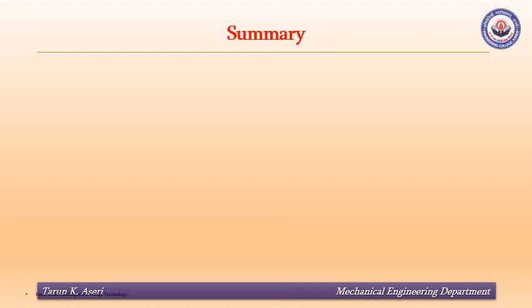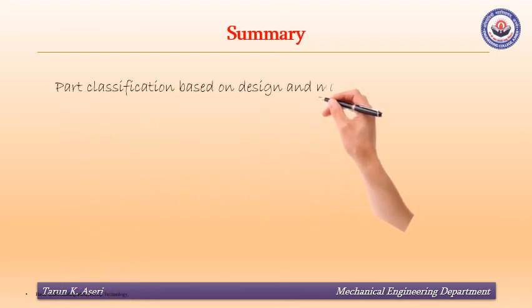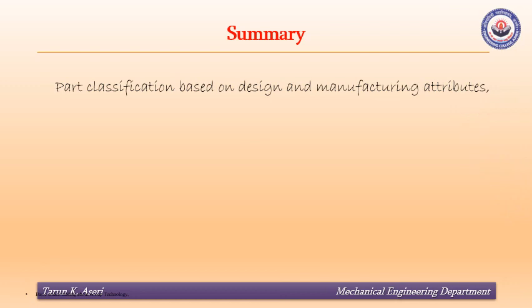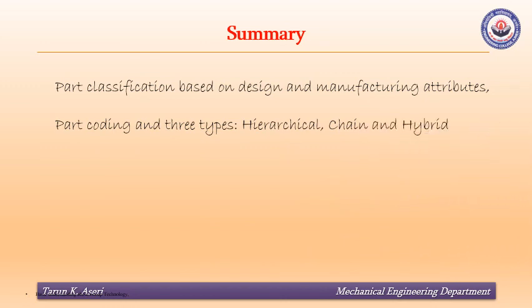So let's summarize. We have seen part classification based on design and manufacturing attributes. Further, we have seen part coding, and the three different types of part coding we have discussed: first one hierarchical, chain and hybrid. In the upcoming lecture, I'll again describe the part coding that is followed in the current scenario in various companies. So please do listen to the next lecture.